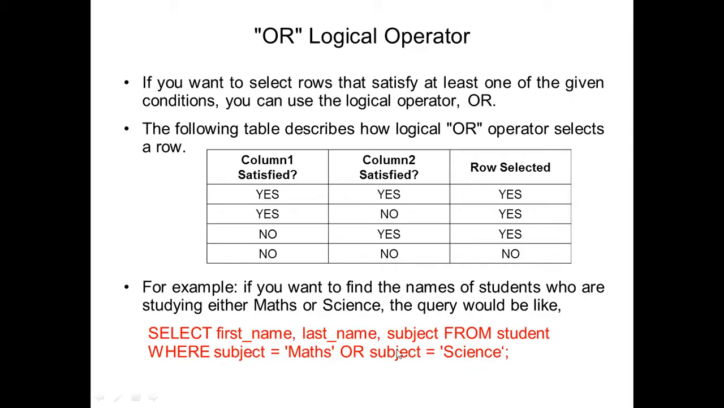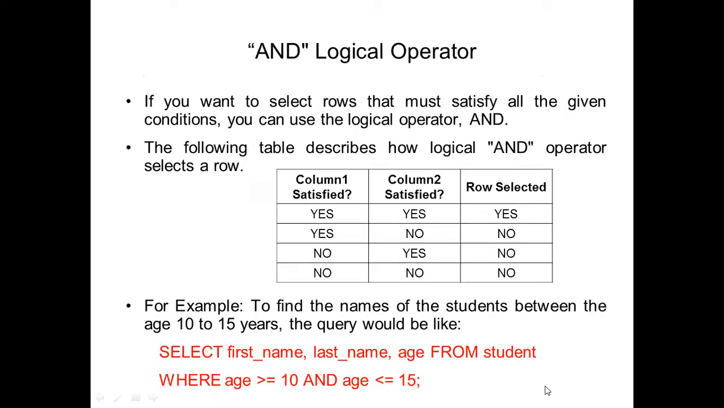Means if both conditions are satisfied, then it will display the row. If only one is satisfied, it will also display the row. So this is the OR operator. Means if one condition is satisfied, it will display the output. And if both are satisfied, then also it will display the output.